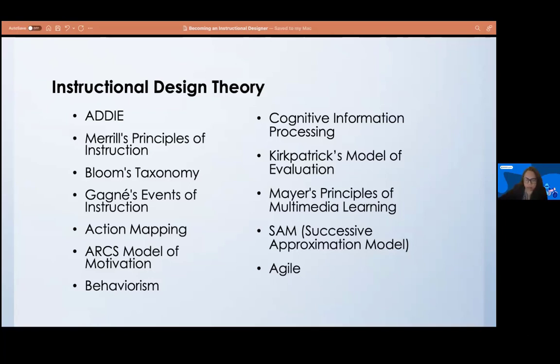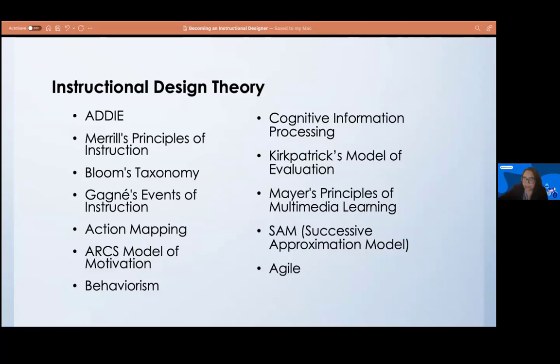Then we have Mayer's principles of multimedia learning, and he has 12 guidelines for developing multimedia learning experiences. There are the coherence principle, the signaling principle, redundancy, spatial contiguity, temporal contiguity, segmenting, pre-training, modality, multimedia, and personalization principle, and the voice and image principle.